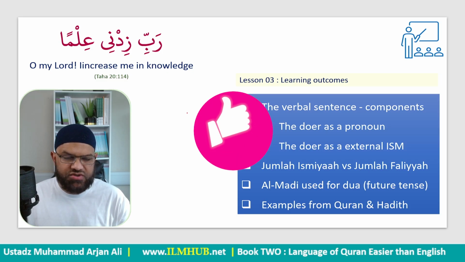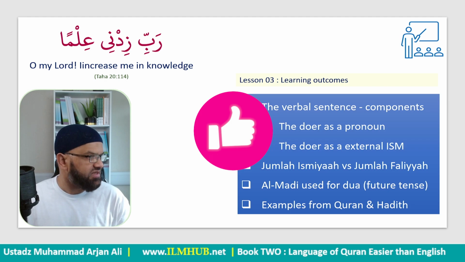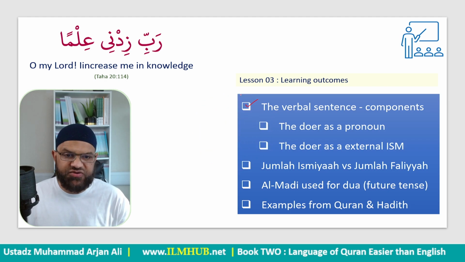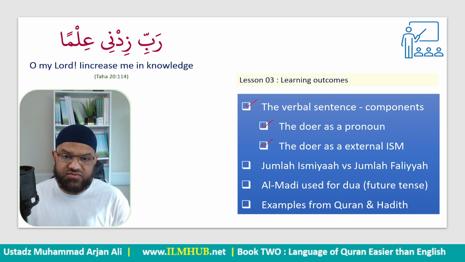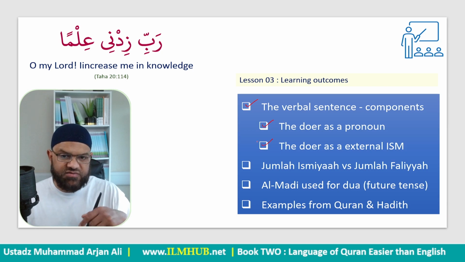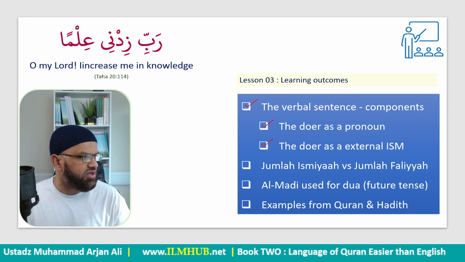In this lesson, we continue to develop our understanding of the verbal sentence. In the previous lessons, we focused on al-madi, the perfect tense verb or an action that has been completed. In this lesson, we're going to look at the other component of the verbal sentence, which is the doer. And as you know from the introduction, there are two types of doer. One that is inside the verb, the pronoun, and then we can also have an external noun. So you're going to understand all you need to know about it in this lesson, inshallah ta'ala.